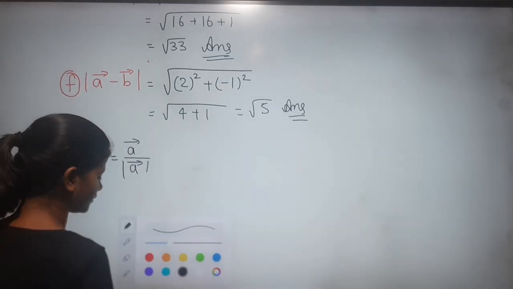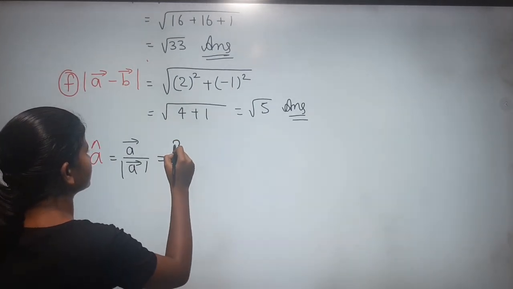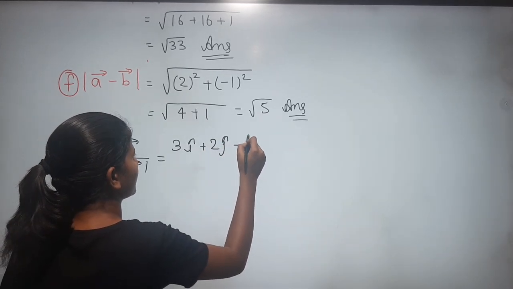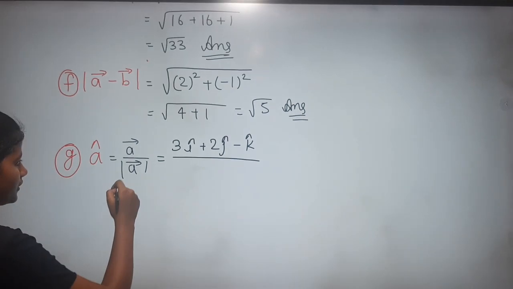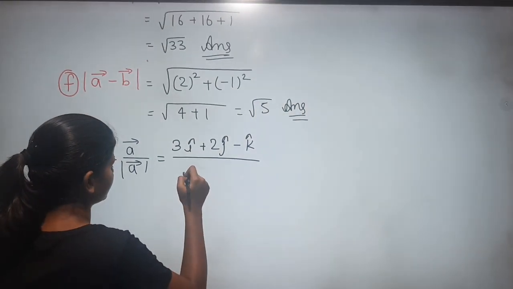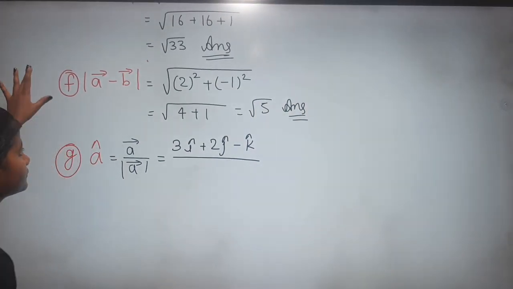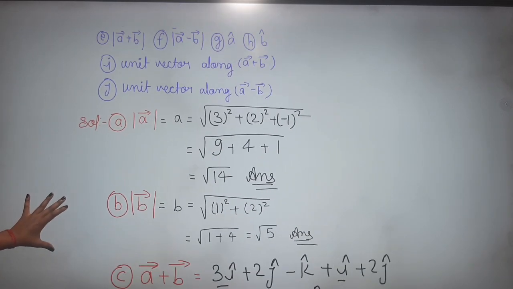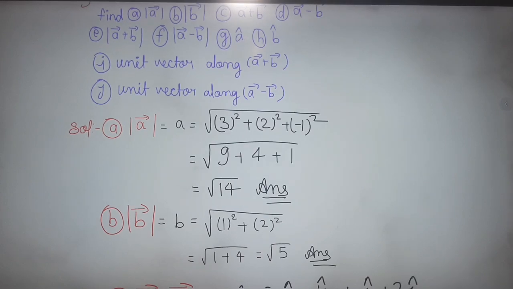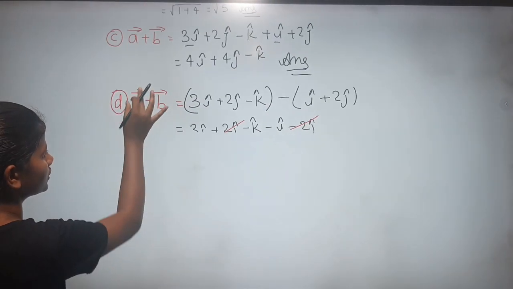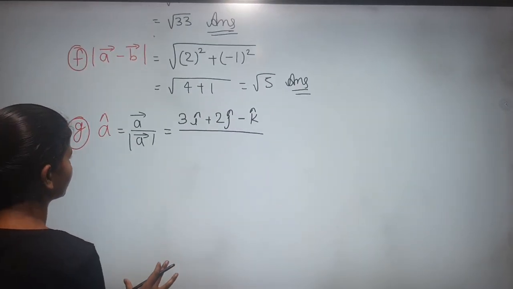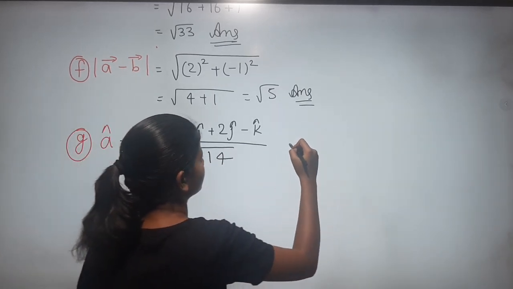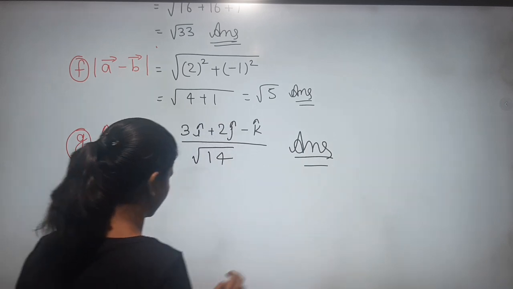So here a vector is 3i cap plus 2j cap minus k cap by root 14. Here we had already found the magnitude of the a vector, that is root 14. This one is our answer.